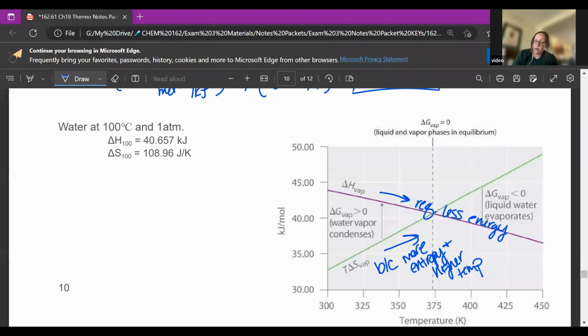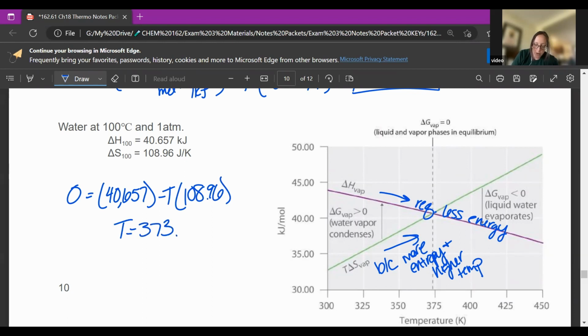So we could actually calculate where that 0 is, where it is favored or not favored. Is it at 100 degrees Celsius? Why, yes, it is, because if you go 0 equals 40,657 minus T times 108.96, we get that the temperature is 373.14 Kelvin, which is really 100 degrees Celsius. So that's where it becomes favorable. Everything goes together there.